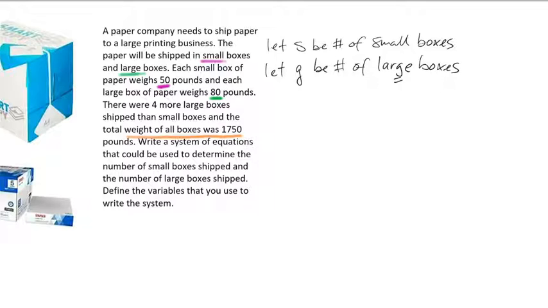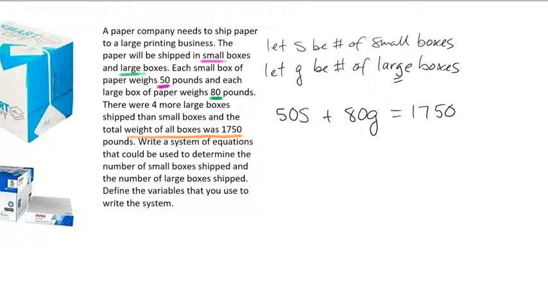So I can write an equation that describes the situation from the weight. Every single small box, S, weighs 50 pounds. So I can say 50S, that's the weight of the small boxes, plus 80G, that's the weight from all of the large boxes. And together, the total weight is 1,750 pounds.